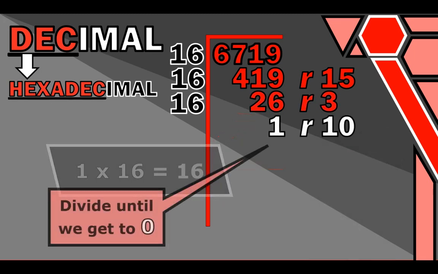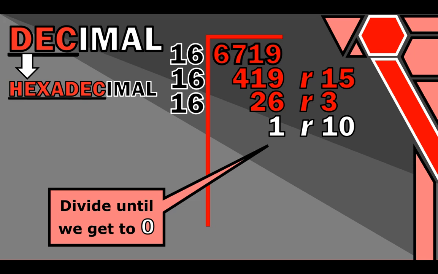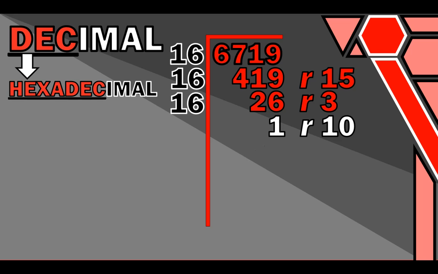Now remember, we must keep going until there is nothing or 0 left to divide. We have 1, but that's not 0. So we must keep going until 0. So 1 divided by 16, quite easy. It is 0, and the 1 is all that's left over as our remainder. And now that we are at 0, we can now stop.